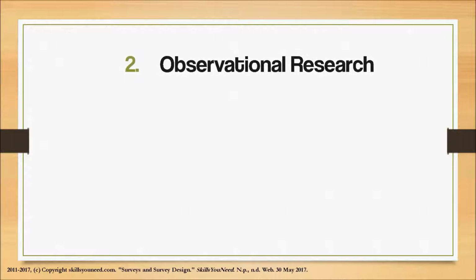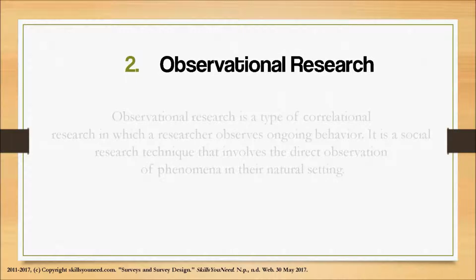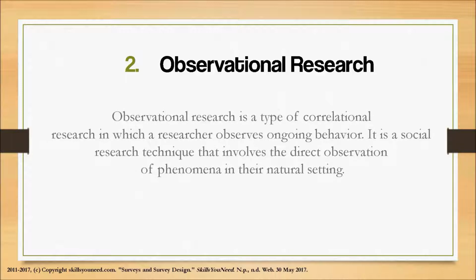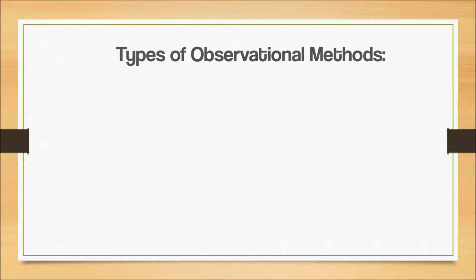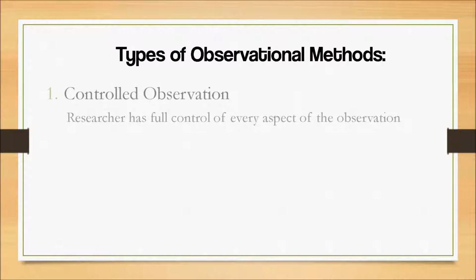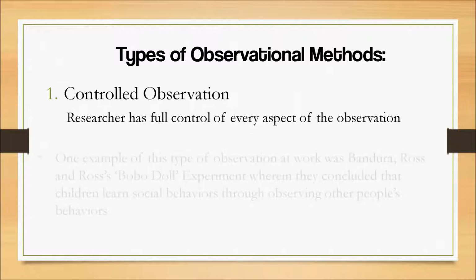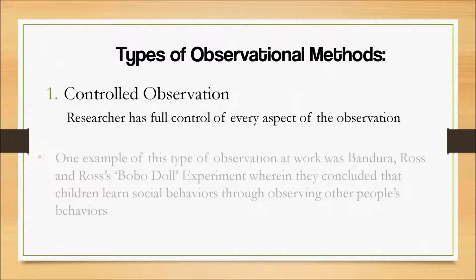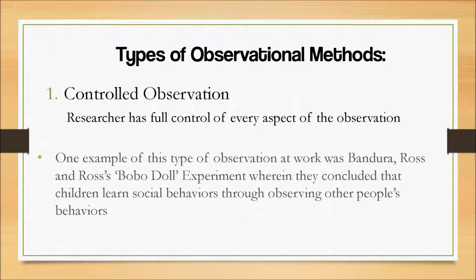Observational research. Observational research is a type of correlational research in which a researcher observes ongoing behavior. It is a social research technique that involves the direct observation of phenomena in their natural setting. Types of observational methods. Controlled observation. The researcher has full control of every aspect of the observation. One example of this type of observation at work was Bandura, Ross, and Ross's Bobo doll experiment, wherein they concluded that children learn social behaviors through observing other people's behaviors.